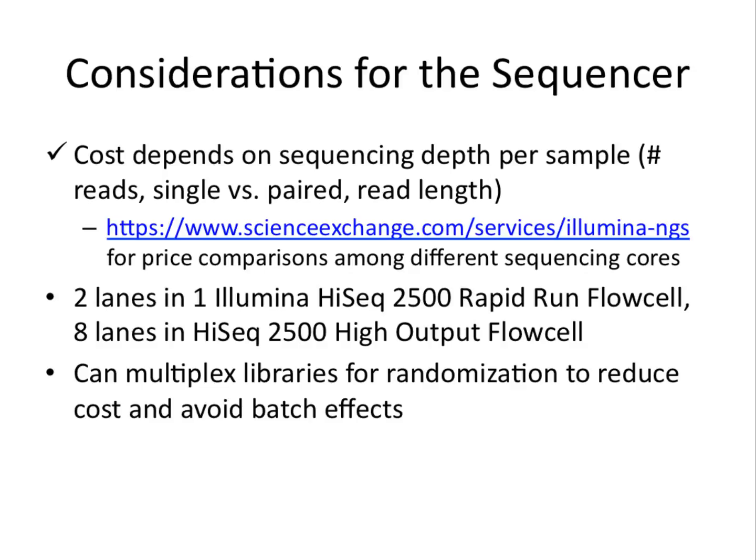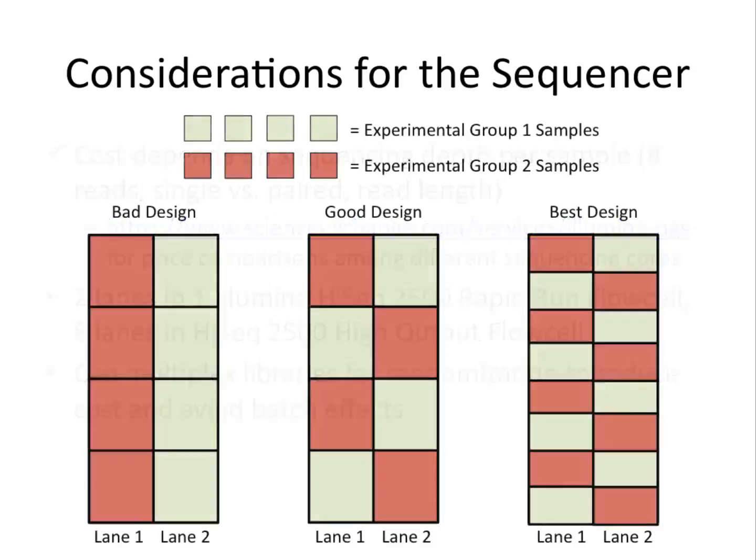One type of sequencer that's frequently used is the Illumina HiSeq 2500, which contains 2 lanes per flow cell for a rapid run, 8 for a high output run. With more than 1 lane available to you, you can multiplex libraries to run multiple samples down 1 lane. With multiplexing, you then have the freedom to pool as many libraries with different barcodes on a given lane.